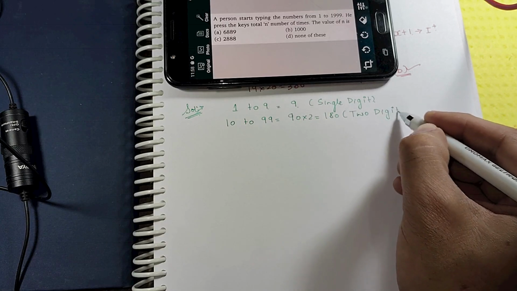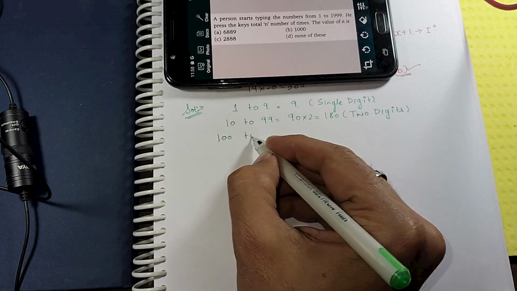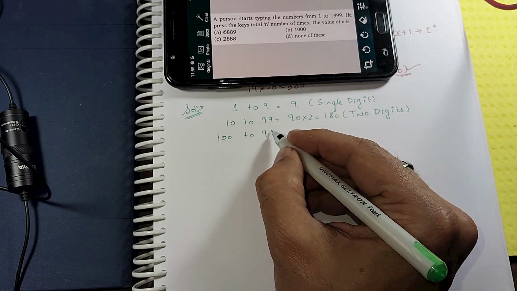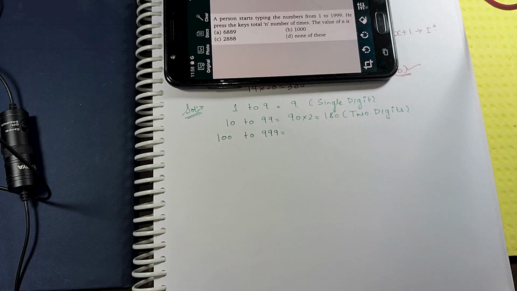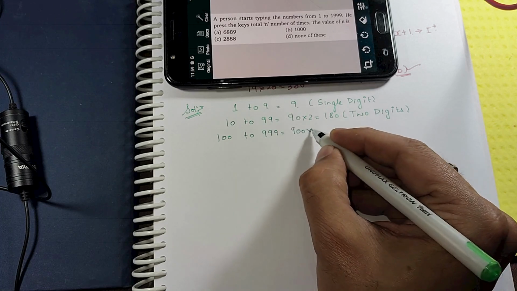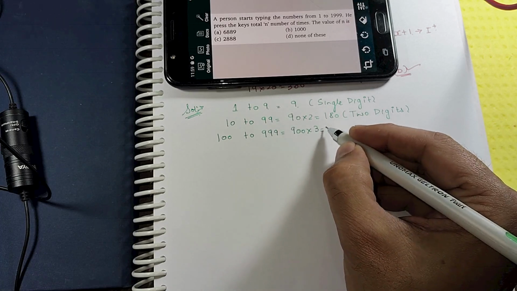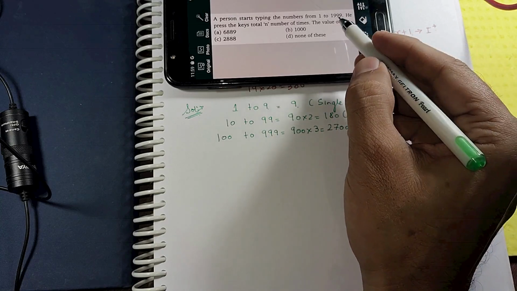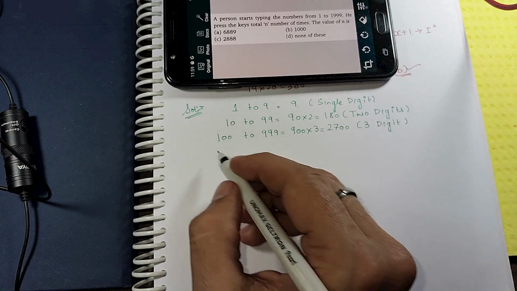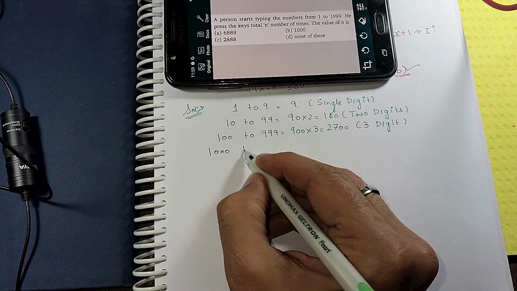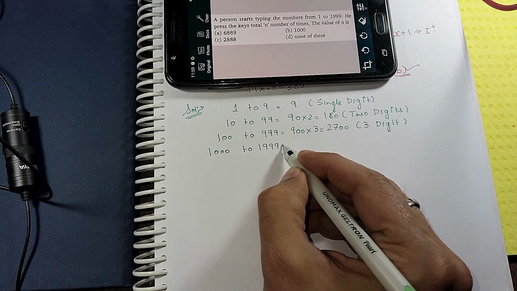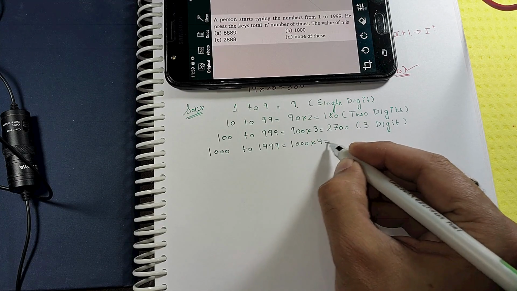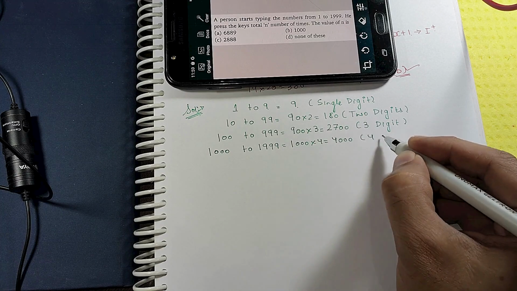Now 3-digit numbers start from 100, and the last 3-digit number will be 999. So the total count is 900 numbers. 900 multiplied by 3 is equal to 2700. So these are the 3-digit numbers. Now we have to move up to 1999. So for 4-digit numbers from 1000 to 1999, how many are there? That would be 1000 multiplied by 4, so that is 4000 for the 4-digit numbers.